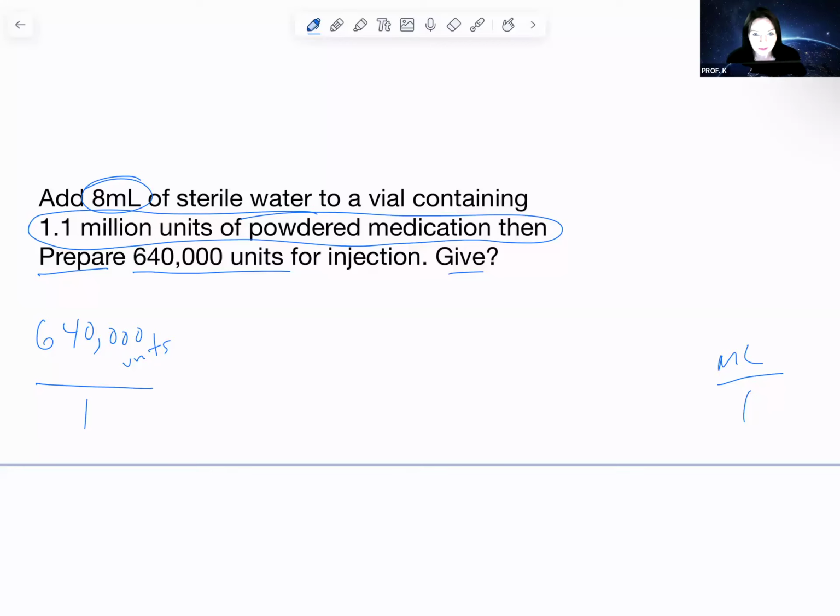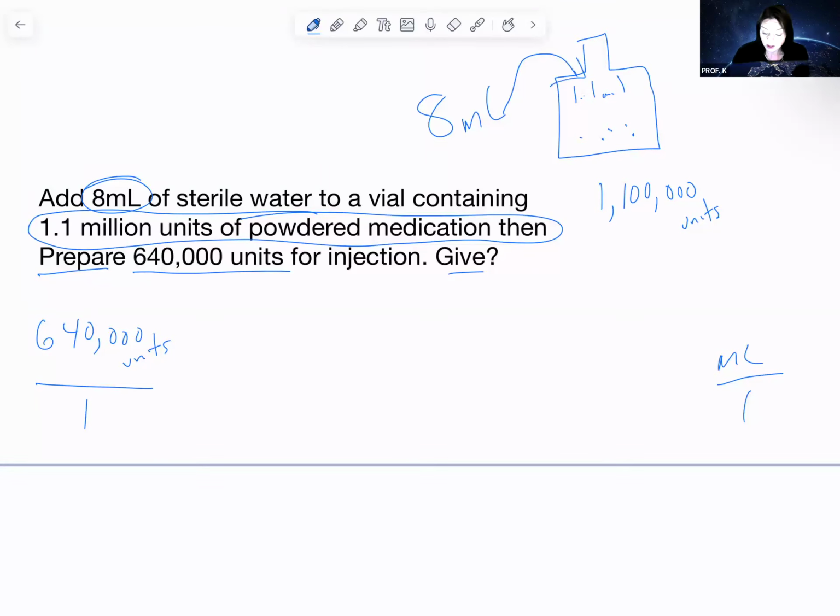So how do I write 1.1 million units? Believe it or not, people get confused. So we write 1.1 million units as 1,100,000 like that. That's how you write 1.1 million units. So they send me this vial, and the vial comes to me and it has 1.1 million units and it's all powder. And the instructions say add 8 milliliters to it. Okay, no problem. That just means for every 8 milliliters that I just added, this has 1.1 million units. So that's what I'm going to use in my problem.